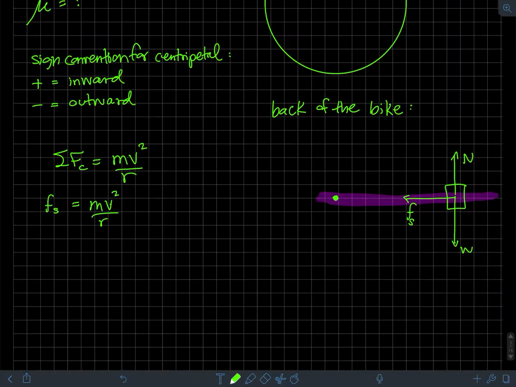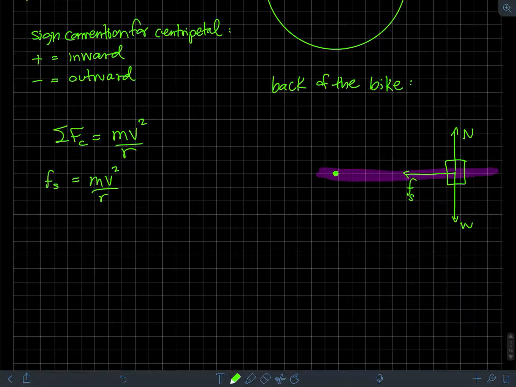Okay, so now let's make some substitutions here. We are trying to figure out the minimum coefficient of friction, not the minimum friction force, which is what we have right here. So instead of the friction force, let's substitute mu times n for that. All right, we see that we have the normal force in there, and that signals to me that it's time to go to the y direction. So let's do the sum of the forces in the y direction.